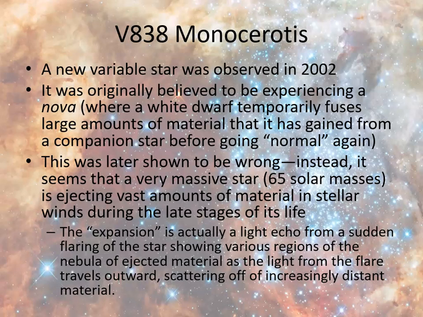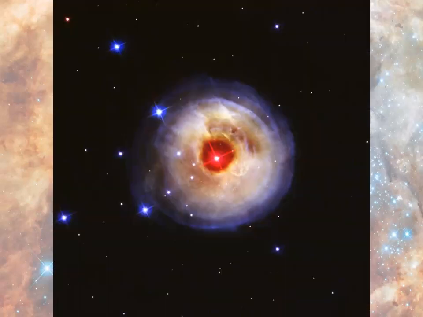The star V838 Monocerotis is actually a 65 solar mass red supergiant. It's very much around the end stages of its life. It really is about to explode as a supernova, and it actually had a sudden, very active outburst as one of these, maybe even a pre-supernova event, where it suddenly got really, really bright. And that sudden increase in brightness was kind of a burst of light that ended up going outward in all directions.